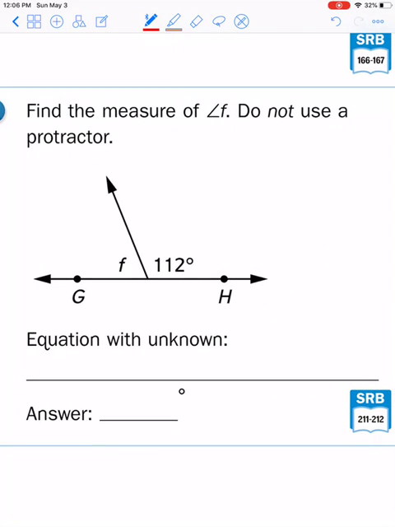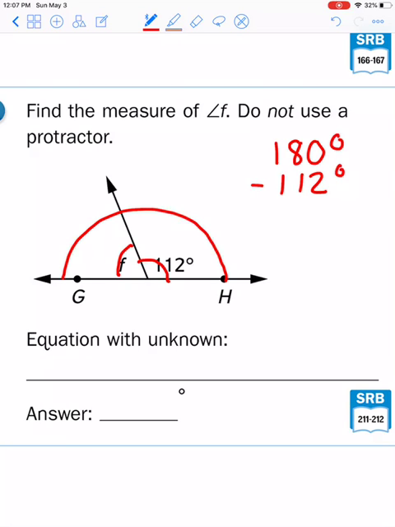Okay, last one. Do not use a protractor. Find the measurement of angle F. So this measurement right here. Well, I know that GH is a straight line, and every straight line measures 180 degrees. And I know that this angle here is 112 degrees. So my equation would be 180 degrees minus 112 degrees equals F.